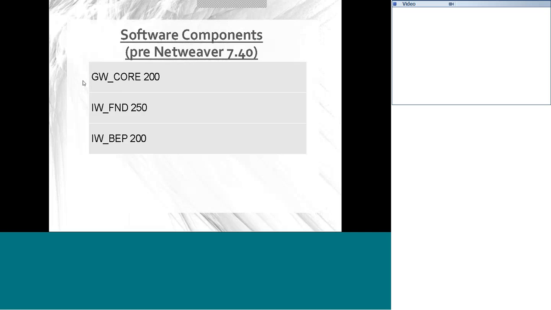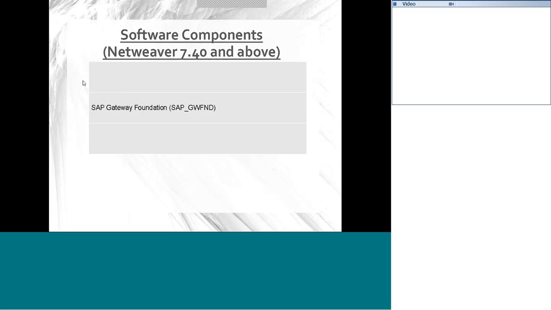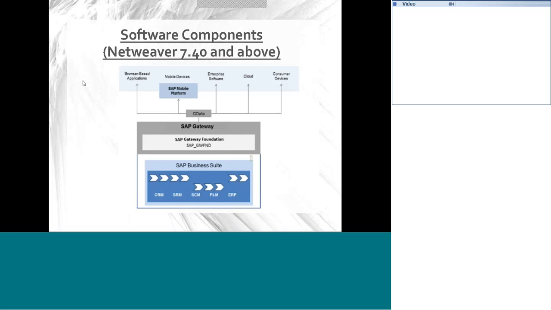Let's quickly have a look at the software components. These are the different software components that you would need in your system before 7.4. You would need to install GW Core 200, IWFND 250, IWBEP 200. In 7.4, all that you need is SAP Gateway Foundation, which actually comes inbuilt, so you don't really need to install anything. You just need to activate a few services. I'll show you that.